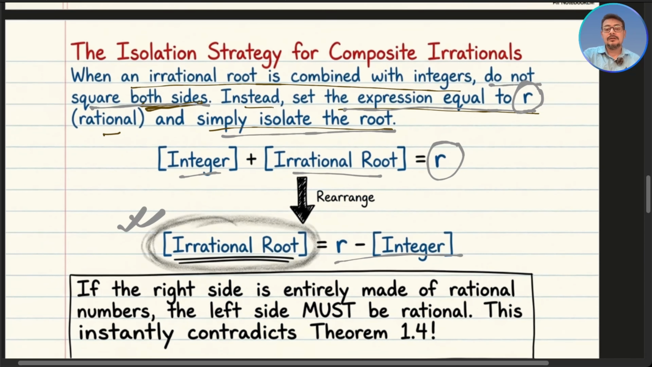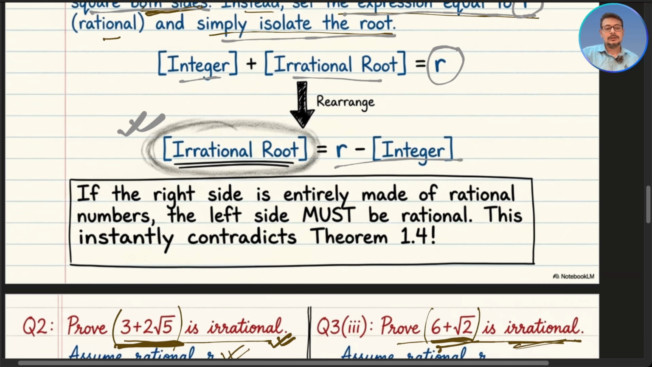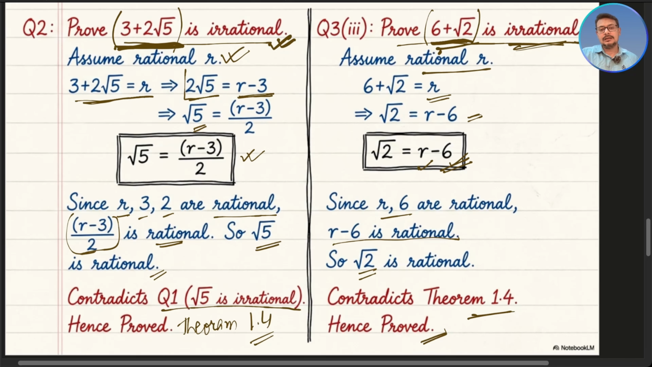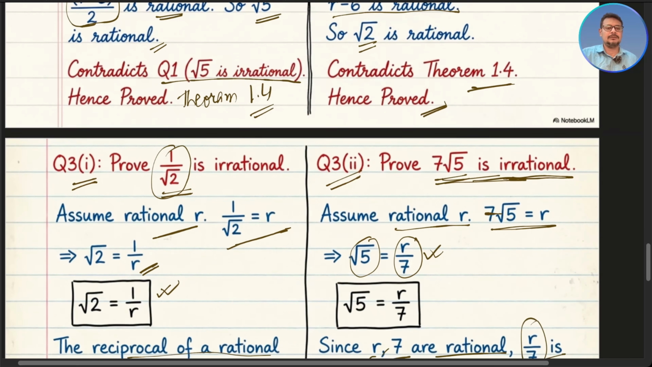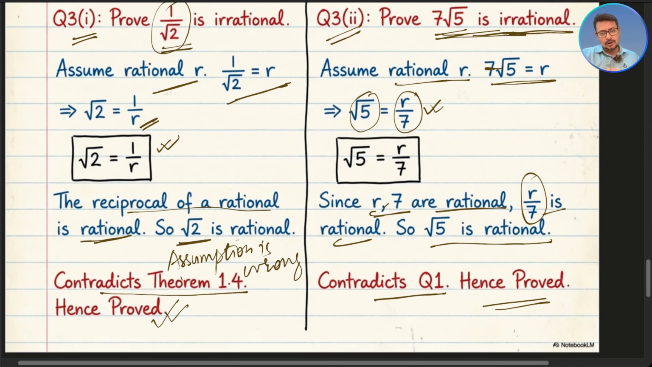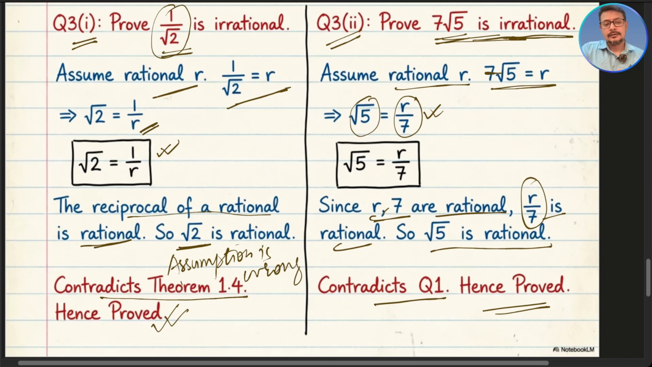But where composite irrationals are given, first we have to take the expression equal to R, a rational number, and simply isolate the root. That was the case in question number 2, where 3 plus 2 root 5 has to be proven irrational. Question number 3 of 3: prove that 6 plus root 2 is irrational. Question 3 of 1: 1 by root 2 is irrational, has to be proven, and 7 root 5 is irrational, that also has to be proven. In all these cases we make the assumption and take the expression equal to a rational number R.